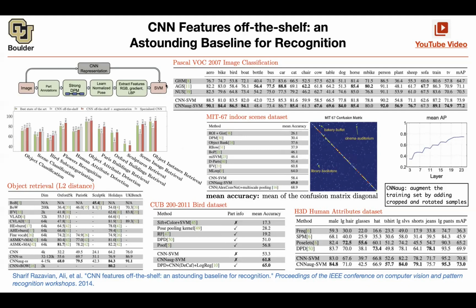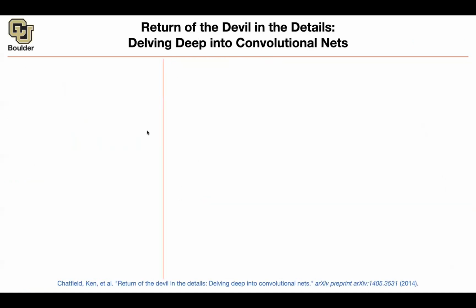So I want you to remember this figure because I'm going to need it in the next slide. It's actually going to break down what people were doing prior to deep learning and what they are doing now. And then you're going to start to appreciate what deep learning is actually doing for us. Let's move on. The title is Return of the Devil in the Details. What are the details? What do they mean by the details?